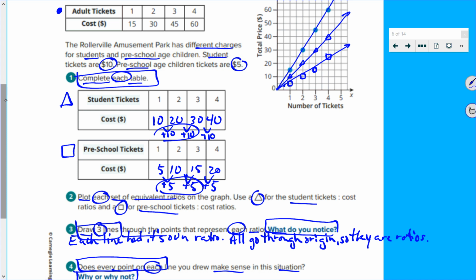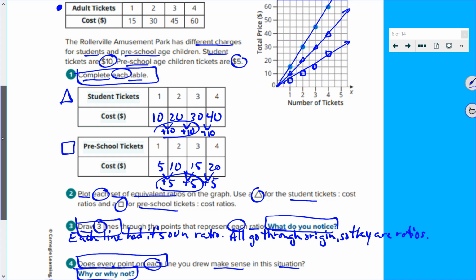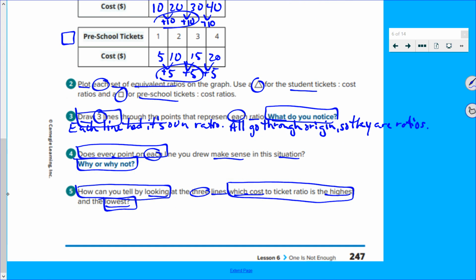So does every point on this line make sense in this scenario? No, because we're talking about people, so we can only really use whole numbers. Does that make sense? Yes. No, because it is people. We can only use whole numbers. I'll bring it back here.